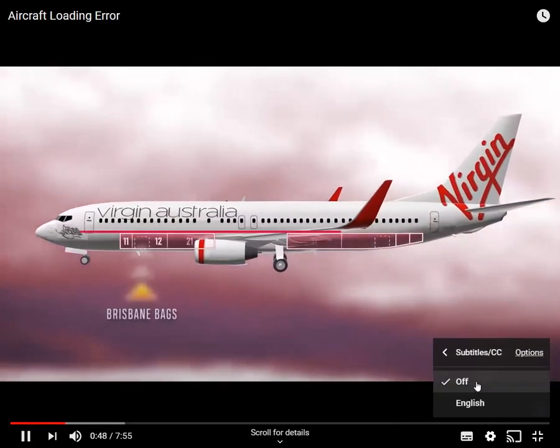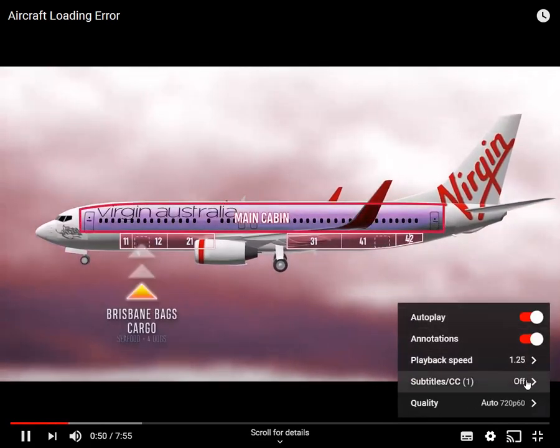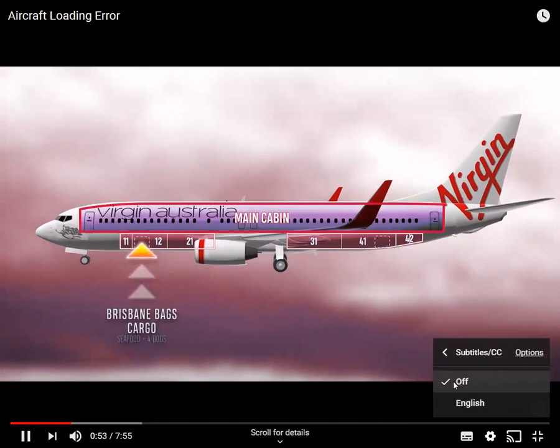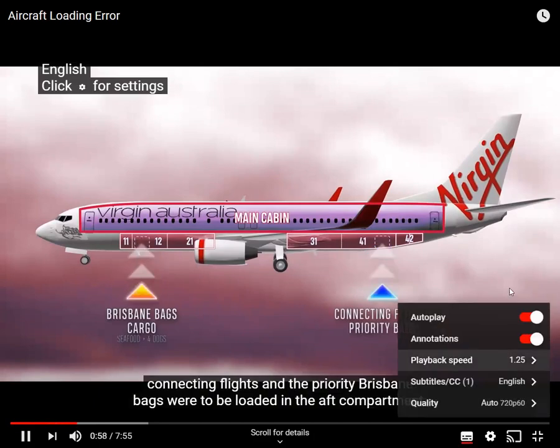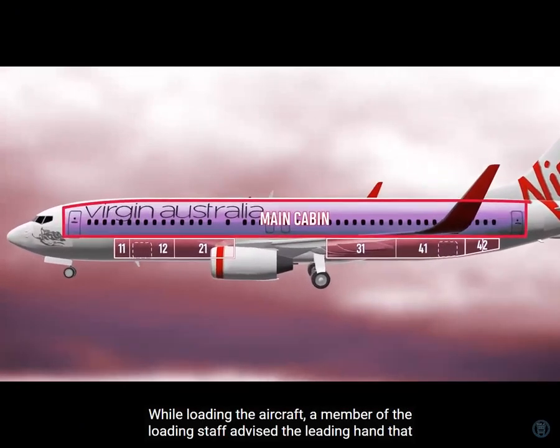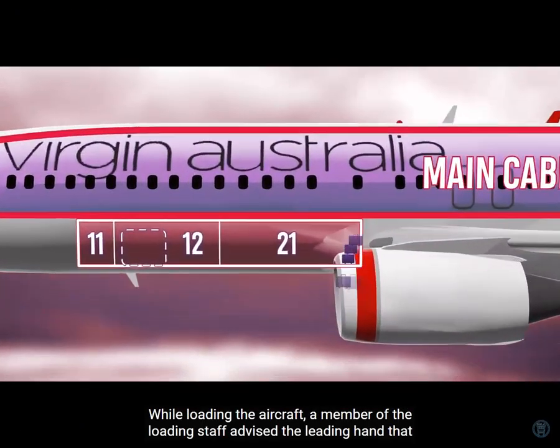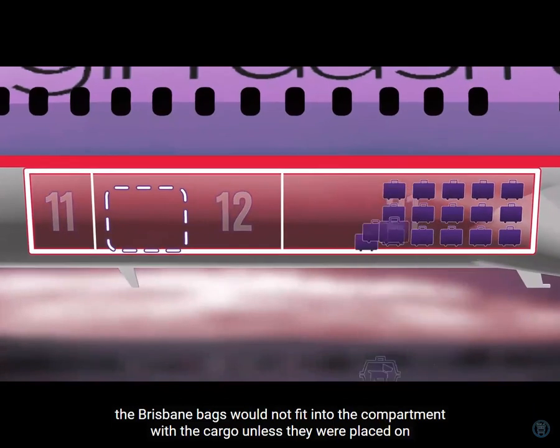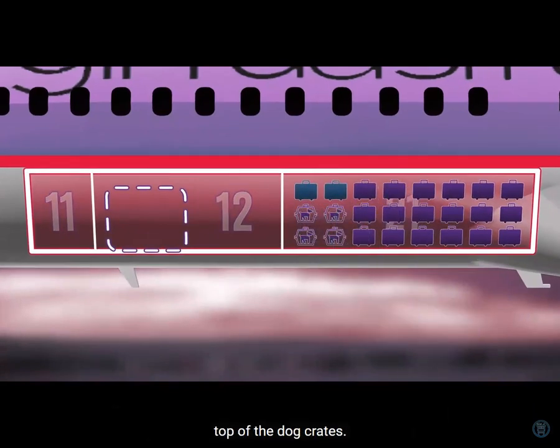The GLIR indicated the Brisbane-bound bags and all cargo, including seafood and 4 dogs, were to be loaded in the forward compartment, and the bags which would be transferred to connecting flights and the priority Brisbane bags were to be loaded in the aft compartment. While loading the aircraft, a member of the loading staff advised the leading hand that the Brisbane bags would not fit into the compartment with the cargo unless they were placed on top of the dog crates.